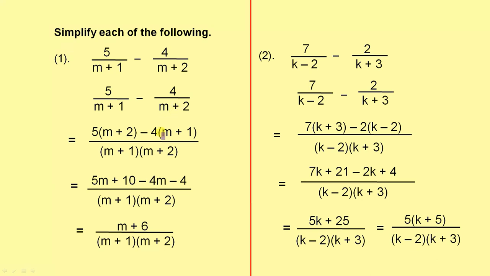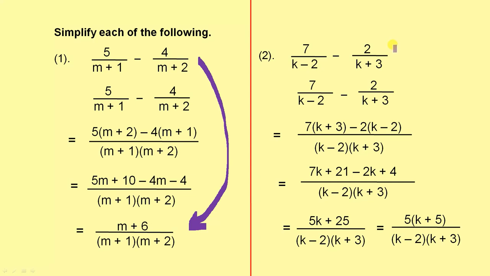M plus 2 goes into that m plus 1 times, so I've multiplied minus 4 by m plus 1, and I've written that here. I've simplified the numerator to give us that, and I have further simplified by collecting like terms, so we have m plus 6 over m plus 1 times m plus 2. So this original sum there, we have simplified it, and there's the answer.